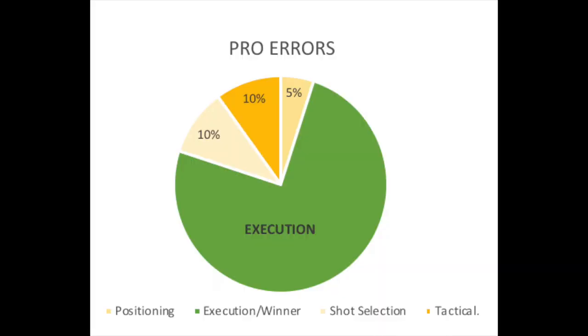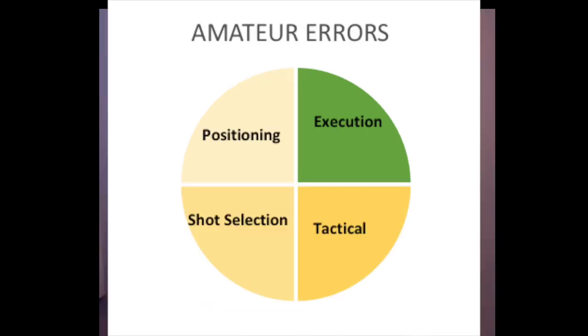As far as recreational players, I've noticed that unfortunately it's sort of the reverse. With the pros, execution is the majority of the errors that they make, but with the recreational players, the majority of the errors that I see are positioning errors, shot selection errors, and tactical errors. So I really want to help you get better at those.